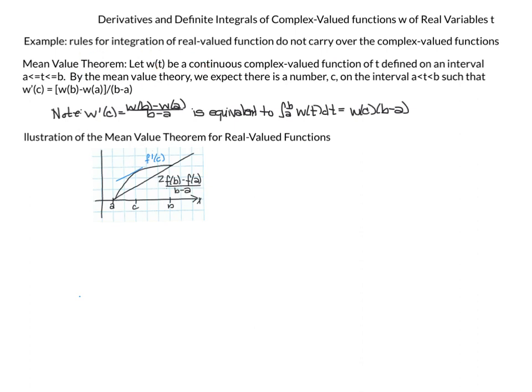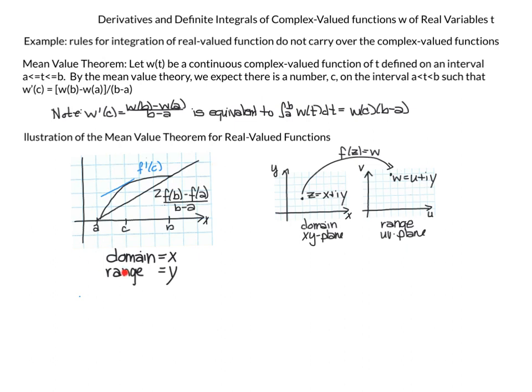Let w(t) be a continuous complex valued function of t defined on the interval between a and b. By the mean value theorem, we expect, although it ends up not being true, that there is a complex number c on the interval between a and b such that the derivative of w at c equals (w(b) minus w(a)) divided by (b minus a). In other words, the average value of w on the interval.